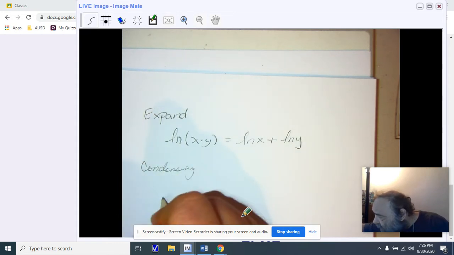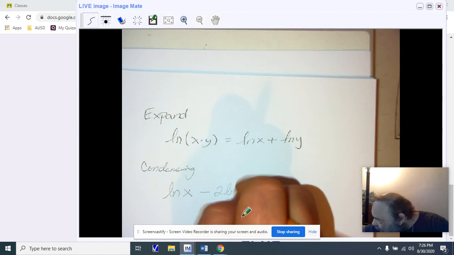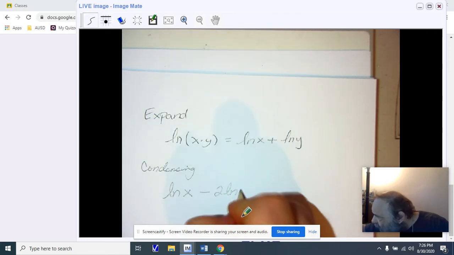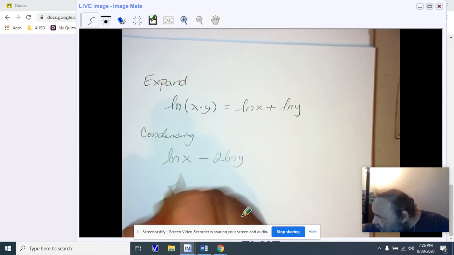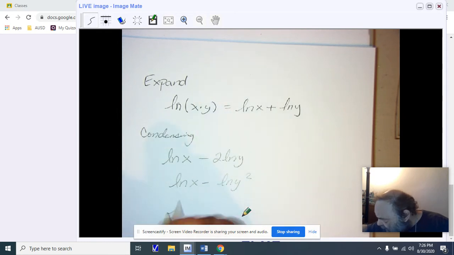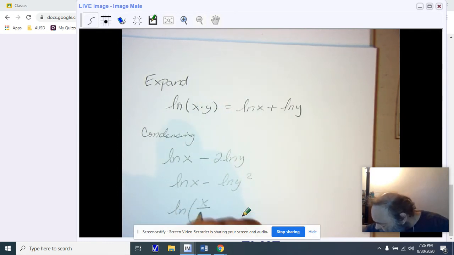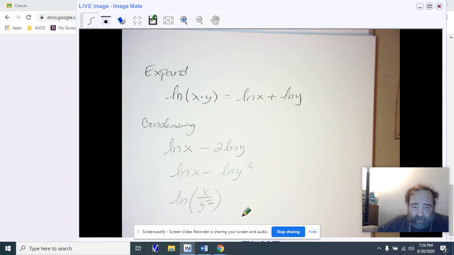Condensing takes a multiple logarithmic statement. Let's just go ahead and throw something out, ln x minus ln y squared. And now that I have this, I want to condense it. So that's going to be the natural log of x divided by y squared. Okay? So that's our goal.